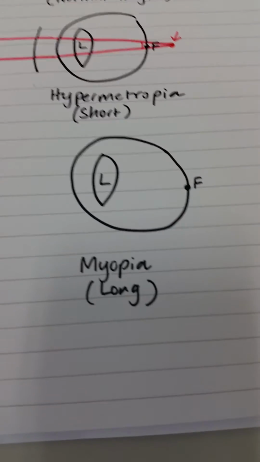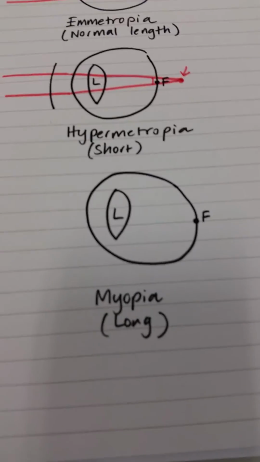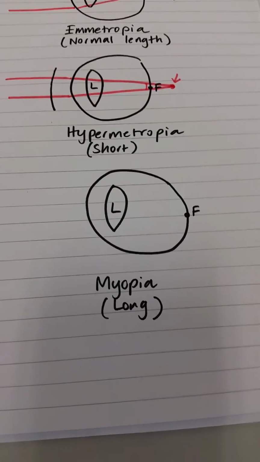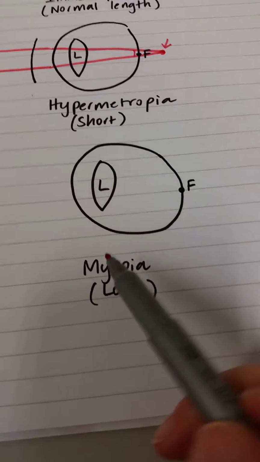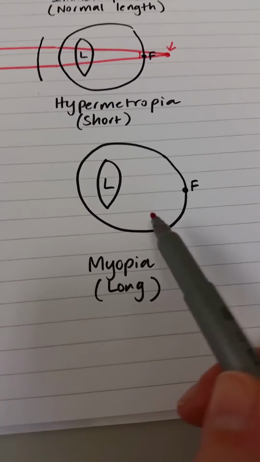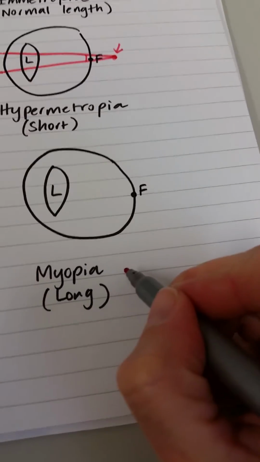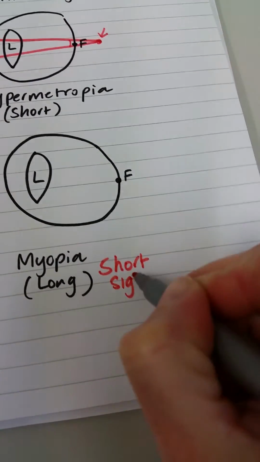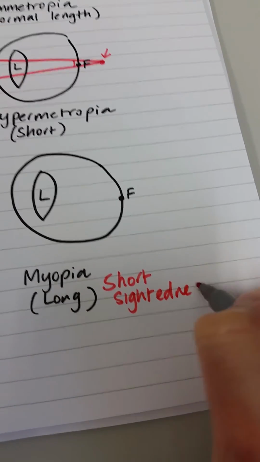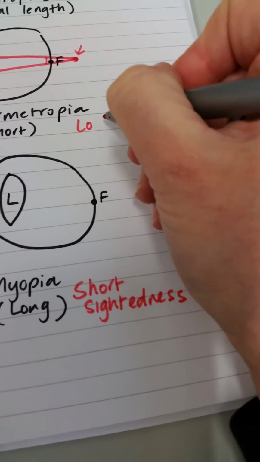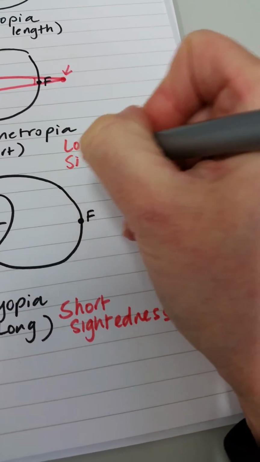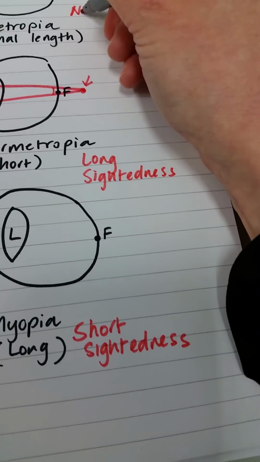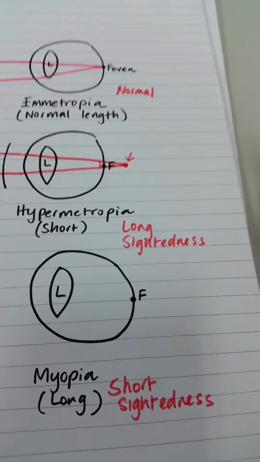Now, the final option is myopia, or short-sightedness rather, but I've got here in brackets long, which means it's a long eye. But this is actually, I should label that short-sightedness, and this one long-sightedness, and this one could be considered normal, as I said before.